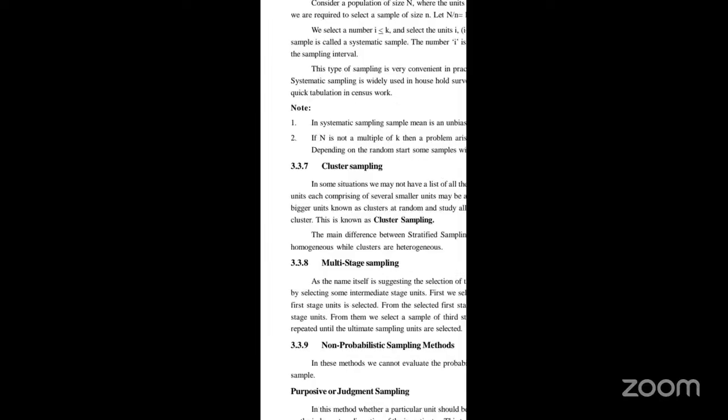Tomorrow I would like to tell the other topics: what are the probabilistic samplings and what are the non-probabilistic samplings. Up to now we have learned what research is, how to select the problem, how to formulate the problem, and how to frame the hypothesis before collecting the data. All these are very, very important. So I'm closing the session. If you have any doubts, let me know.